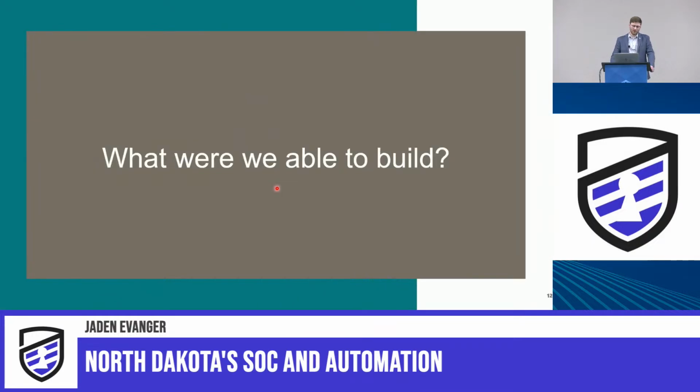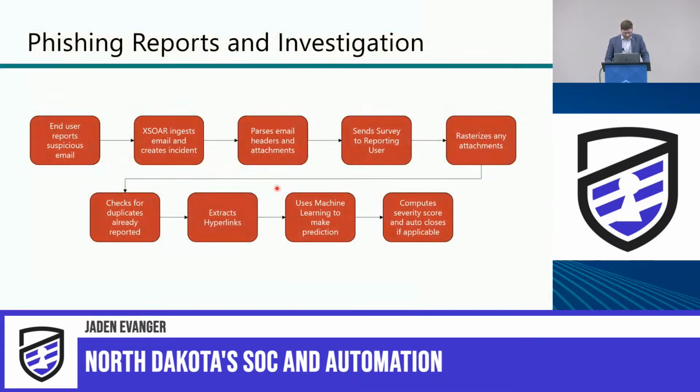So let's go into kind of what we were able to build and what we were able to automate as an automation team working with the experts inside of our area. So we got the phishing reports and phishing investigations. Like I said, we've got a little button where you can say, hey, I think this might be phishing. And then we do a lot of automation there to try to figure out if it's malicious, if it's spam, or if it's legit.